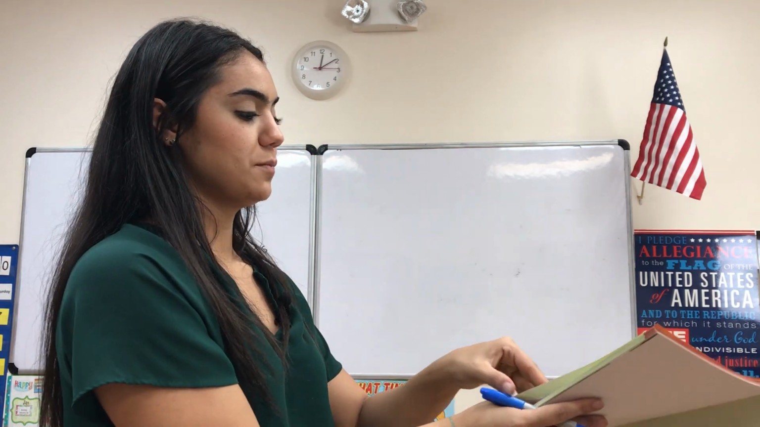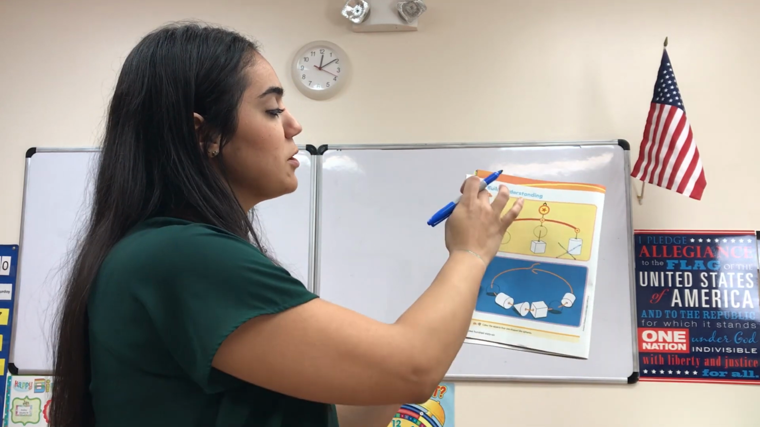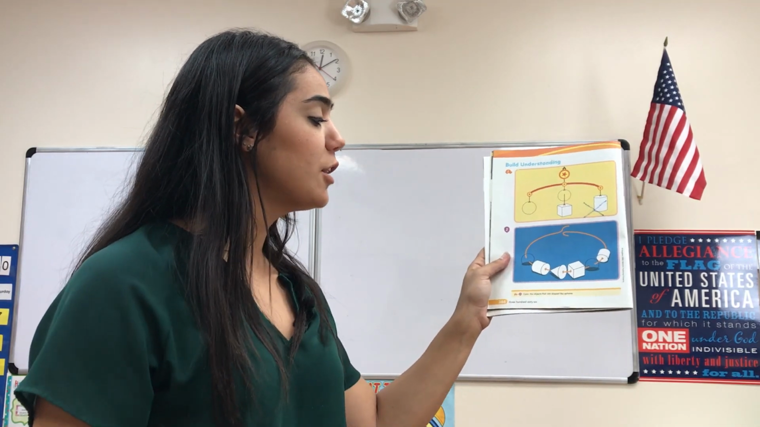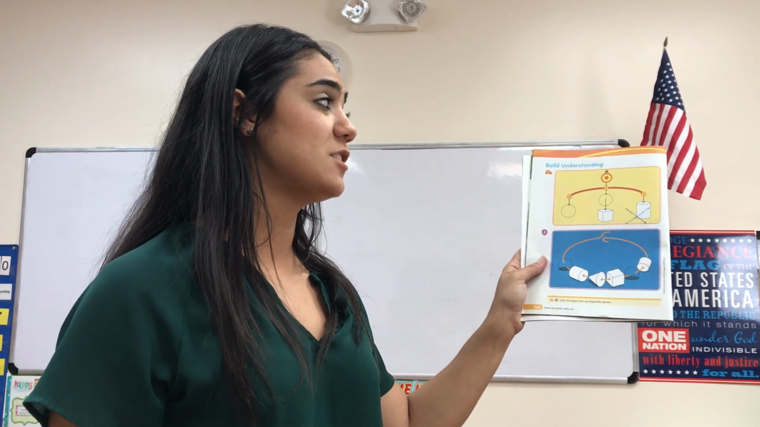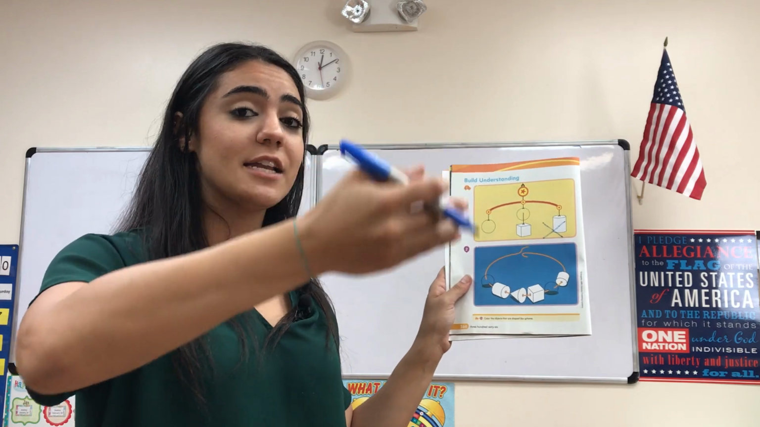Turn the page. For numbers 1 and number 2, we're going to color in the objects that are shaped like spheres. So remember, a sphere is like a ball. It is round and it is curved.